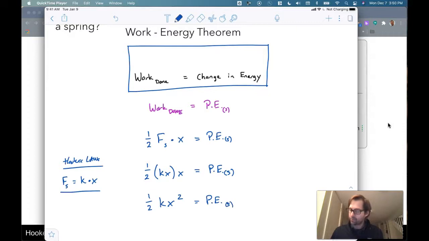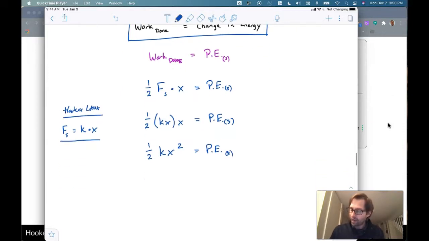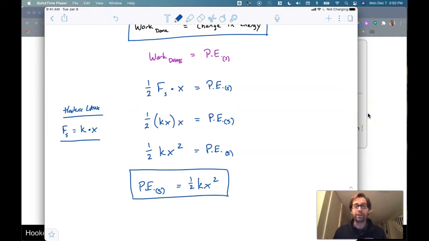of that system. All right, so now I know that the energy stored in a spring, or the potential energy of a spring, is equal to 1/2 times kx squared. And this will be the relationship that we can use.